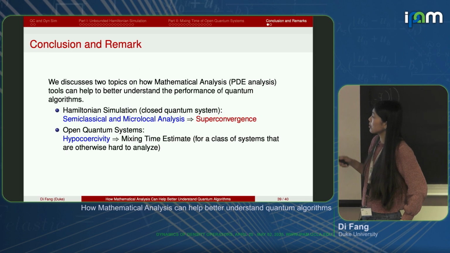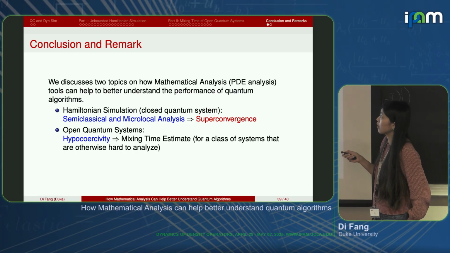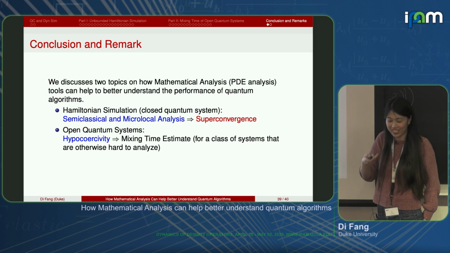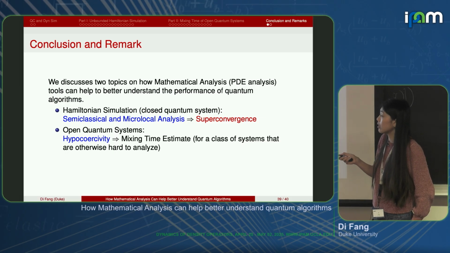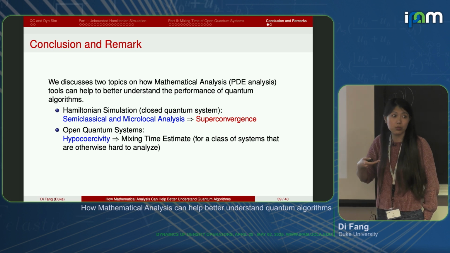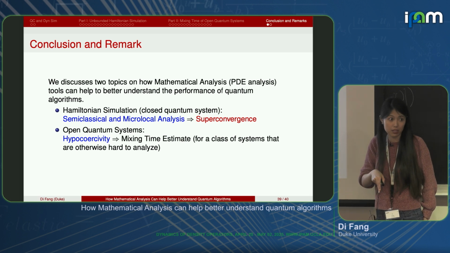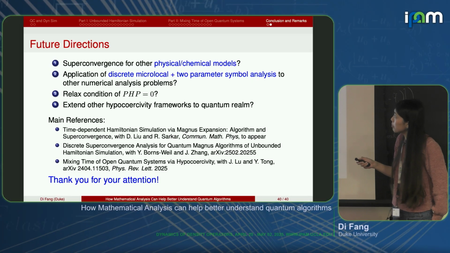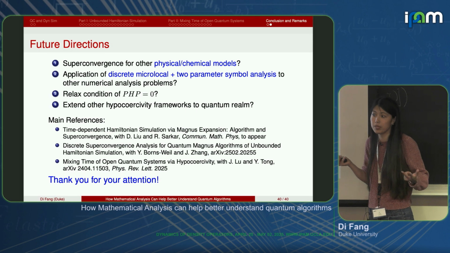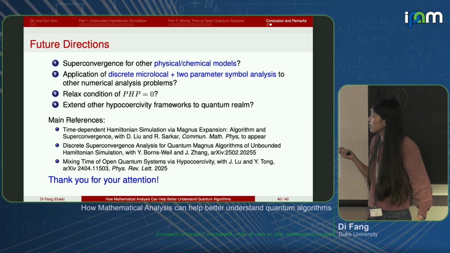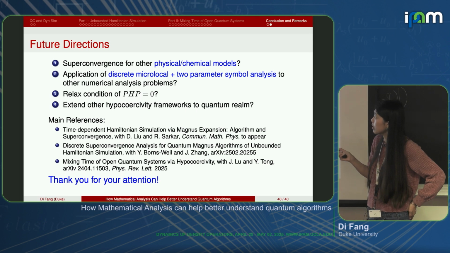I'm ready to summarize. So today I talked about two things. One is closed quantum system unbounded Hamiltonian simulation, where I hope I justified to you that although it's not in the semiclassical regime, semiclassical microlocal analysis can do wonders, leading to the superconvergence result. In the open quantum system, I hope I demonstrated to you that hypocoercivity can indeed be used. So the open question would be, can we generalize to other hypocoercivity frameworks? There are various different hypocoercivity frameworks. Here we are just taking a look at a particular one of them.